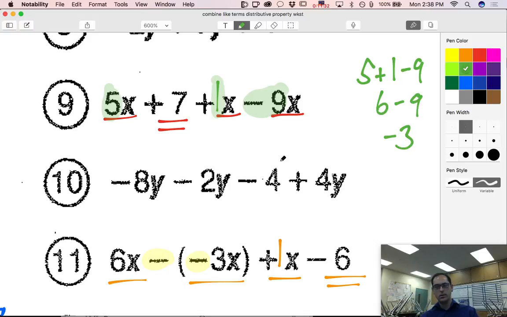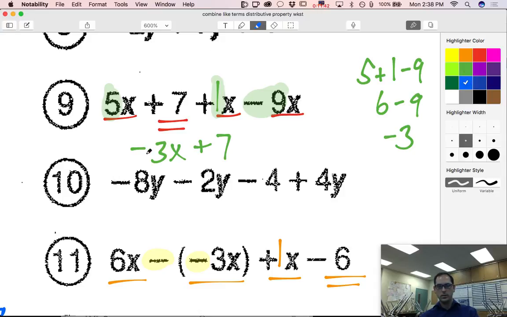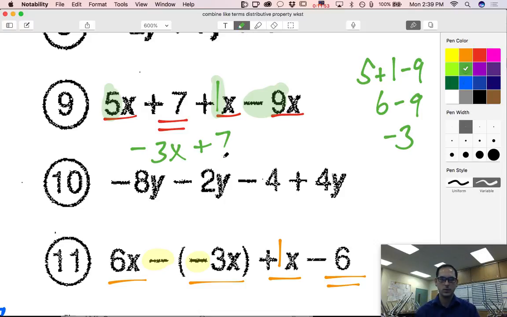What were we talking about? X. Plus 7. Any like terms? Nope. So highlight your answers. Please get in the habit of highlighting all of your answers, okay? Let's put that back. Okay. So get in the habit of highlighting your answers.